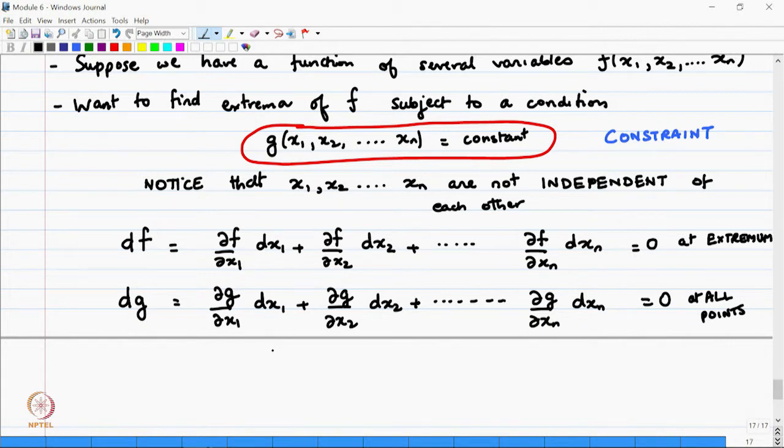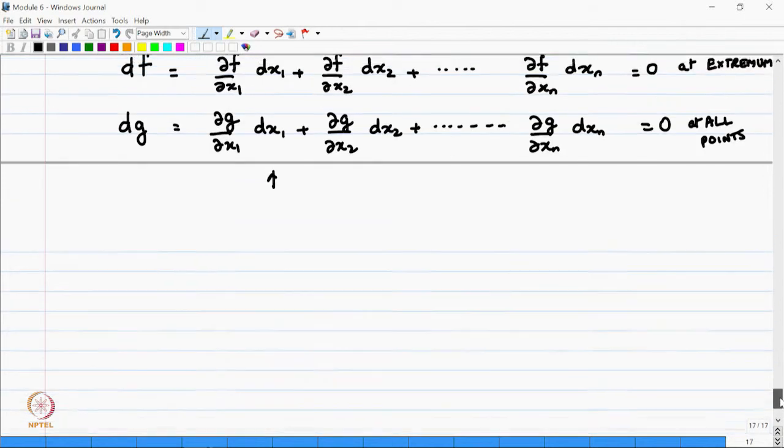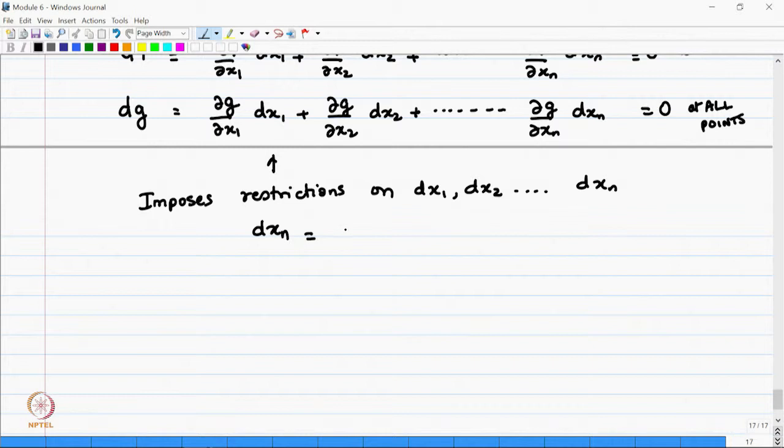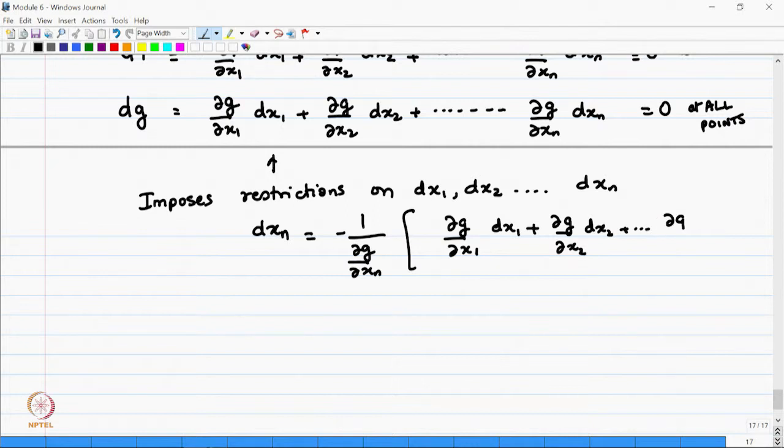Actually, this condition on dg imposes restrictions on dx1 and dx2 up to dxn. For example, you should have dxn equal to minus 1 over dou g by dou xn times, dou g by dou x1 dx1 plus dou g by dou x2 dx2 plus up to dou g by dou x n minus 1 dx n minus 1. So your dxn, for example, cannot be independently varied; it depends on all the dx1, dx2 up to dx n minus 1. So you cannot independently vary dxn.